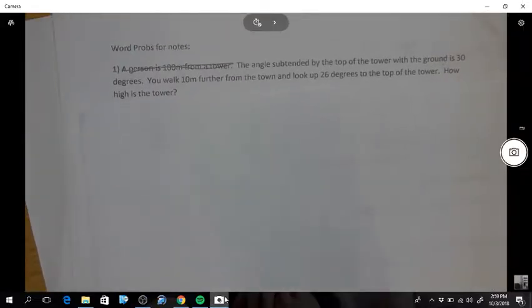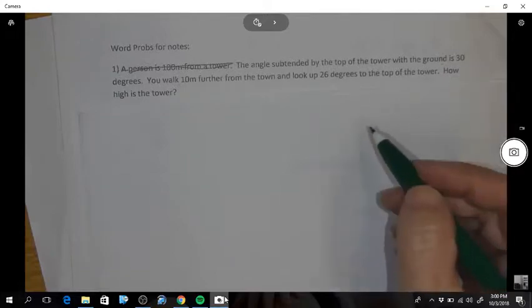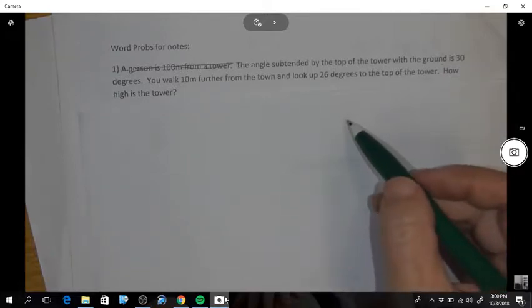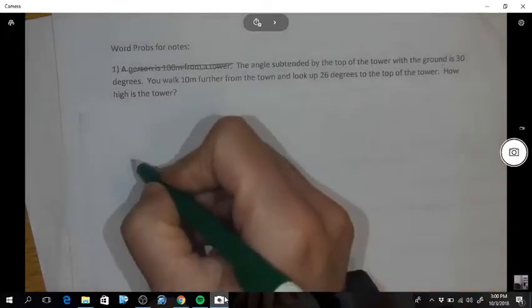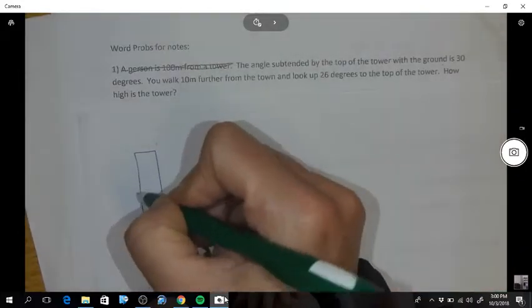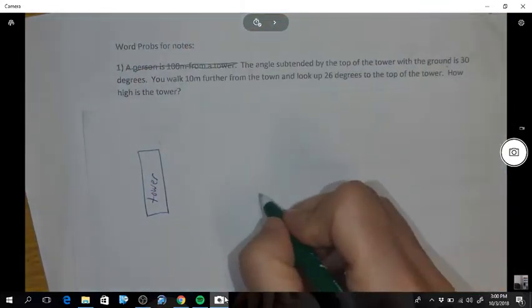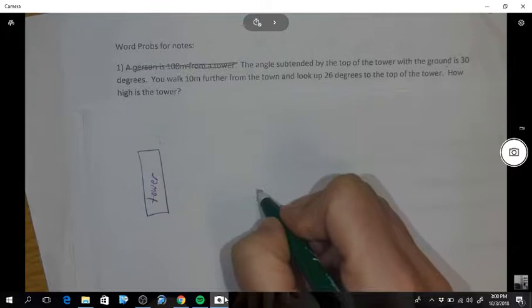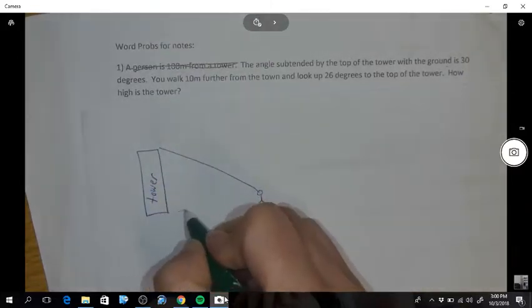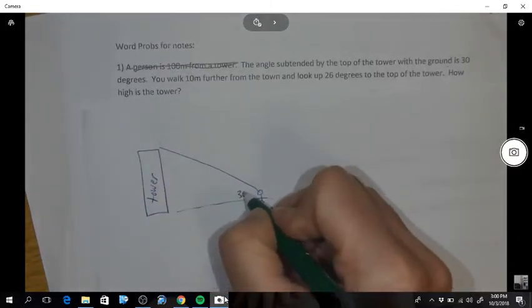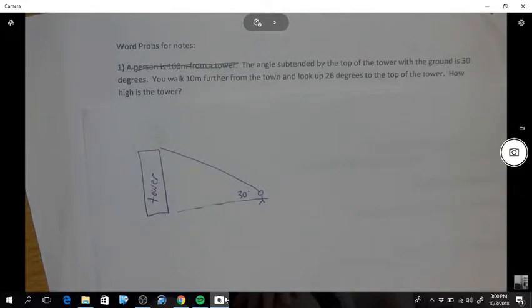Okay, word problems for trig. The angle subtended by the top of a tower with the ground is 30 degrees. So we're going to have a tower, and let's put you over here. So here's the ground. You're looking up to the top, 30 degrees.